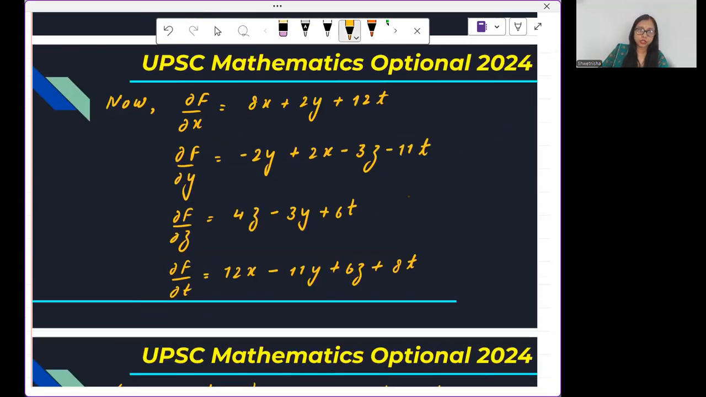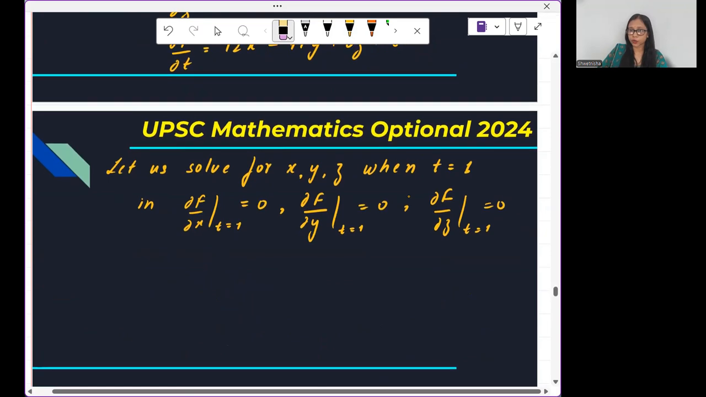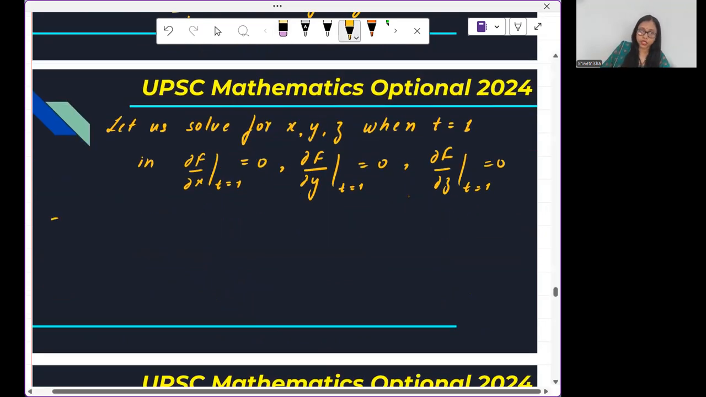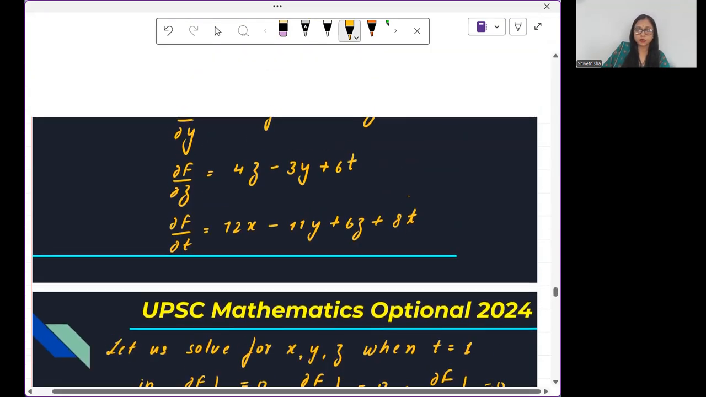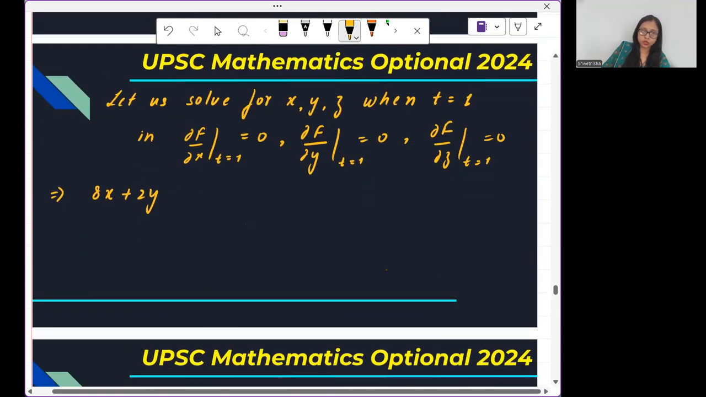Okay, so basically this is the third step. Second step is finding all these partial derivatives. Third step is substitute t is equals to 1 in the first three and equate with 0, and solve for x, y, z. So that gives me 8x plus 2y plus 12 is equals to 0, which will give me y is equals to minus 6 minus 4x. That's true.